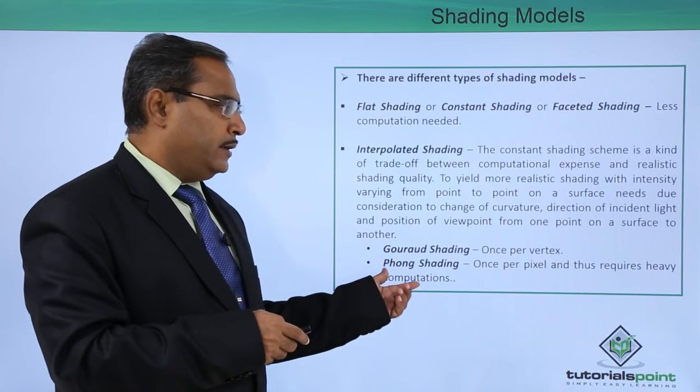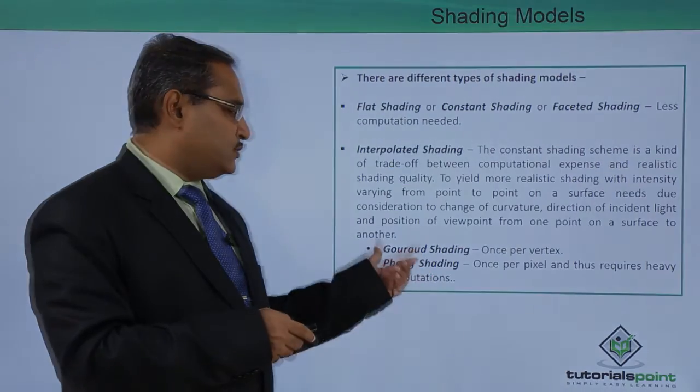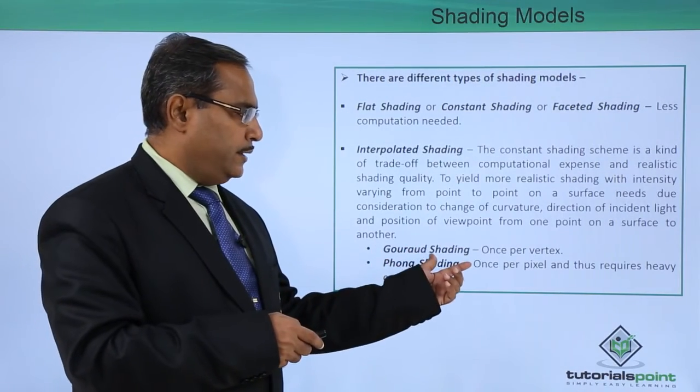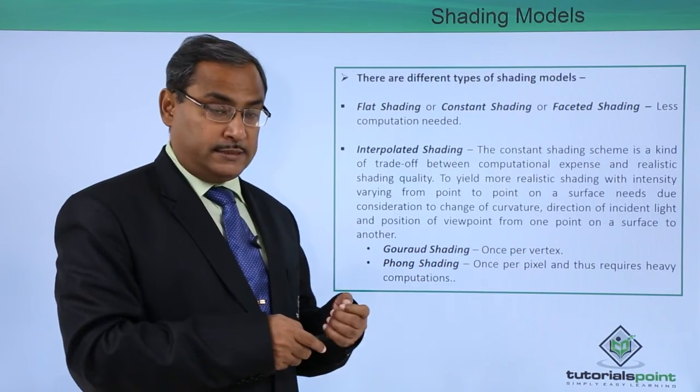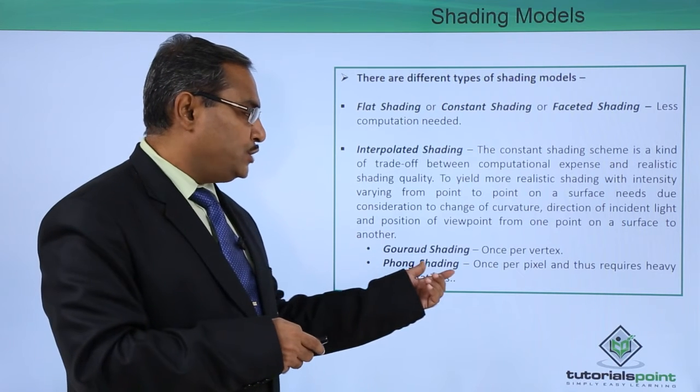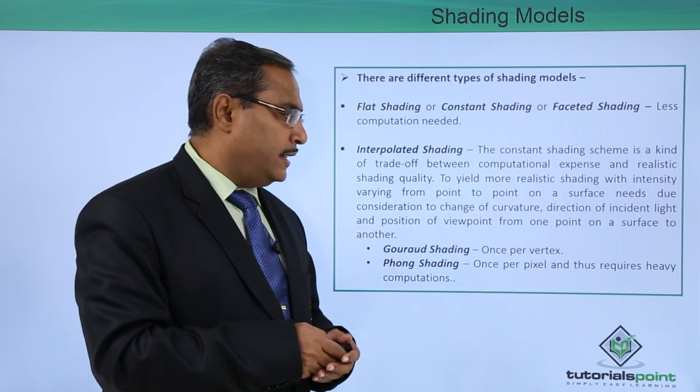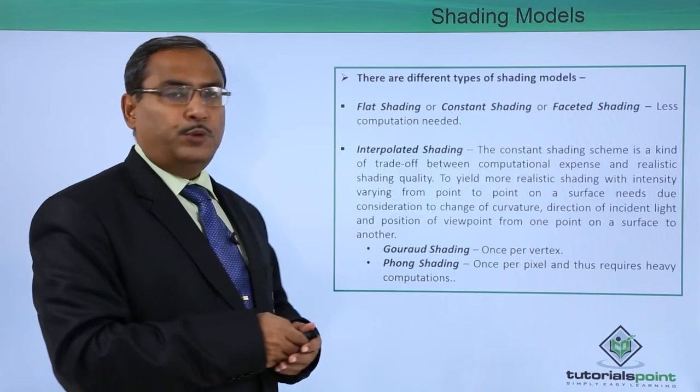So here we have other methods. The first one is Gouraud shading, once per vertex, and another one is Phong shading, once per pixel, and thus it requires heavy computations.